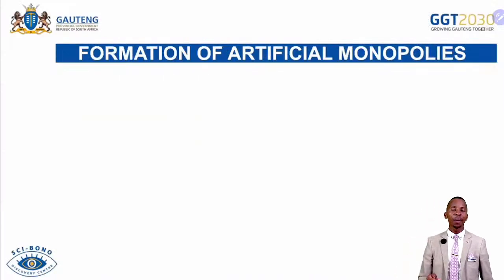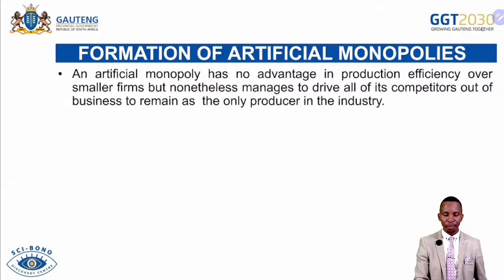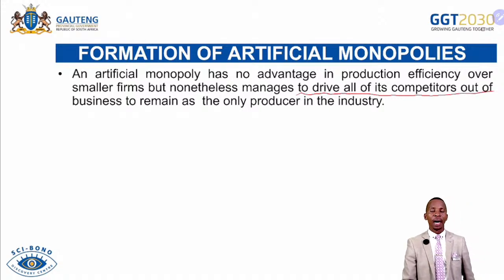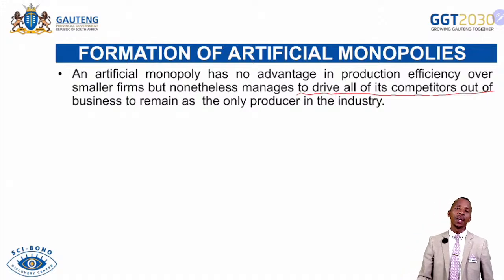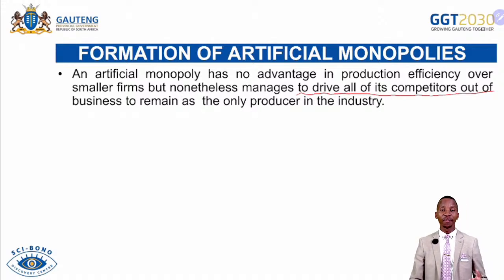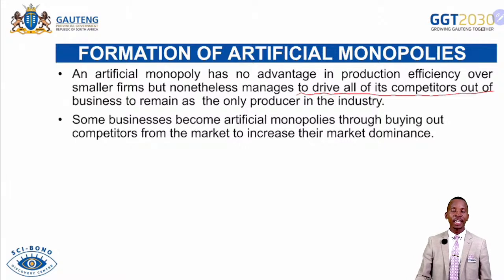How are artificial monopolies formed? An artificial monopoly can be formed by taking advantage of production efficiency over small firms, and nonetheless managing to drive out competitors. So it has the power to drive out other competitors in the business so that it can remain the only supplier. How do they drive out these suppliers? They are protected by barriers to entry, such as patents, exclusive rights, and copyright. They prevent the entry of new businesses. Then the firm remains the only supplier of the particular product without any competitor.